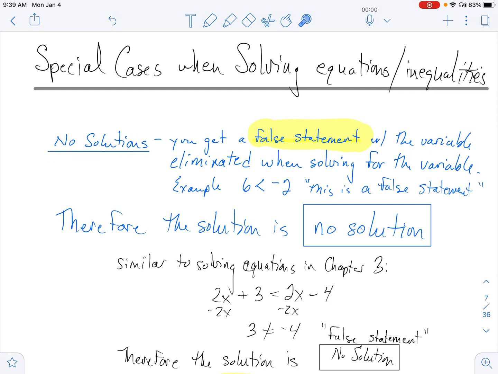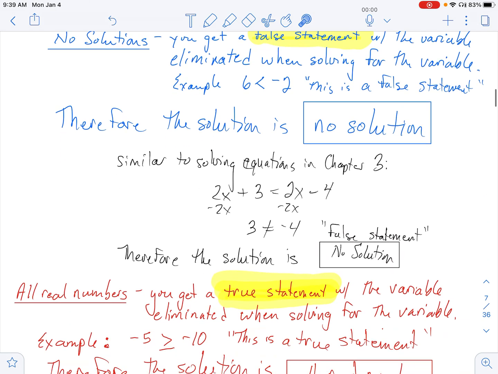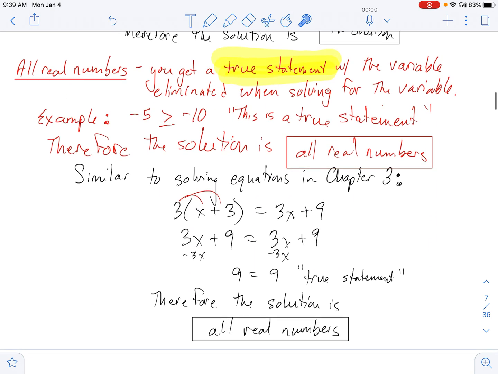An example of this would be like what we just saw up there, or here I wrote 6 is less than negative 2. That is not any different than when we were solving equations back in chapter 3, and we ended up with something like, does 3 equal negative 4? Well, we know that 3 doesn't equal -4, which is why we talked about this as no solution. And what that means is that there's no number you could plug in for x that would make that true.